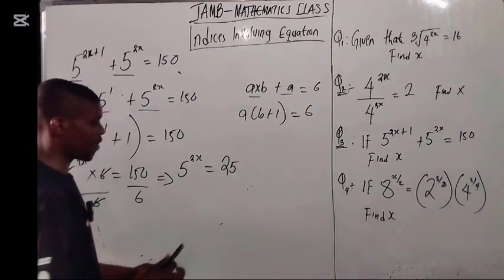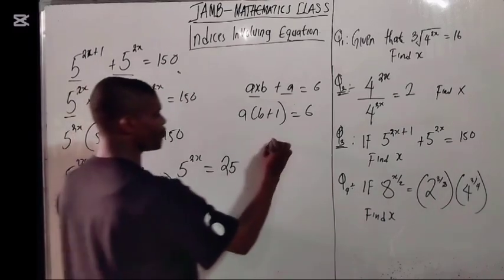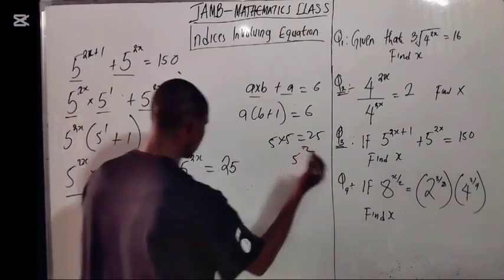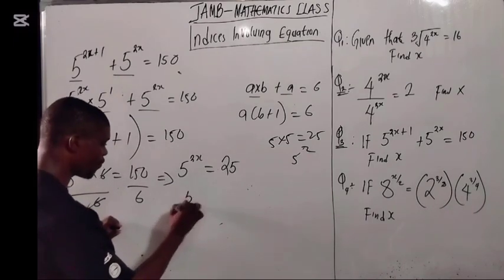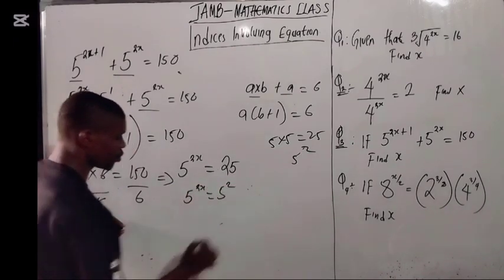Here we have 25. Remember, we can express it to the same base here, because 5 times 5 equals 25. So that is 5 raised to power 2. So if we do that here, we have 5 raised to power 2x equals 5 raised to power 2, right?